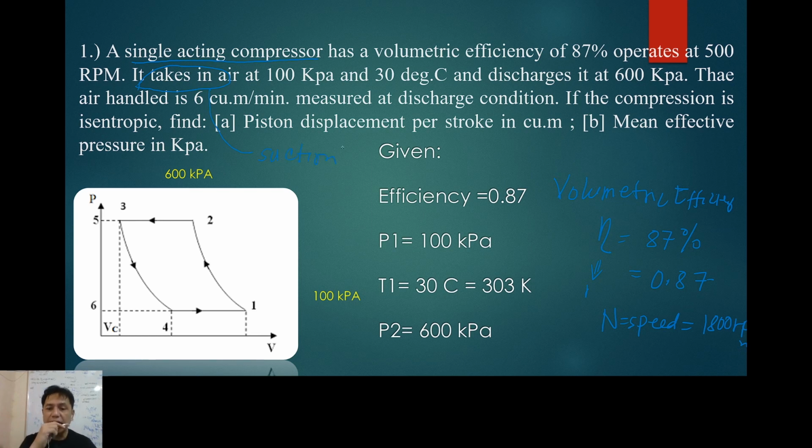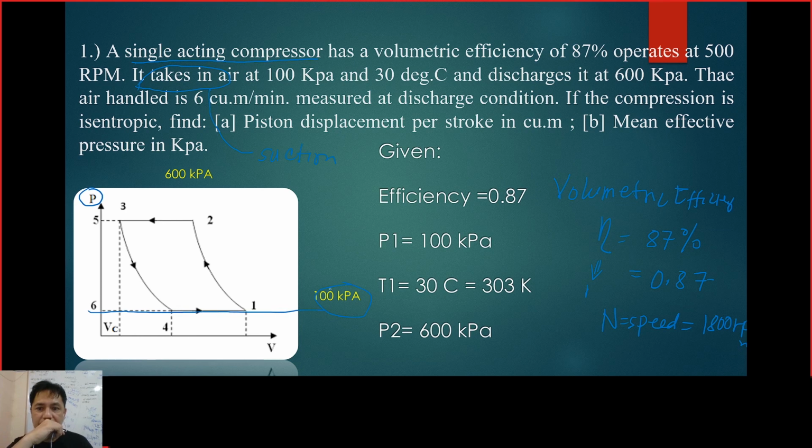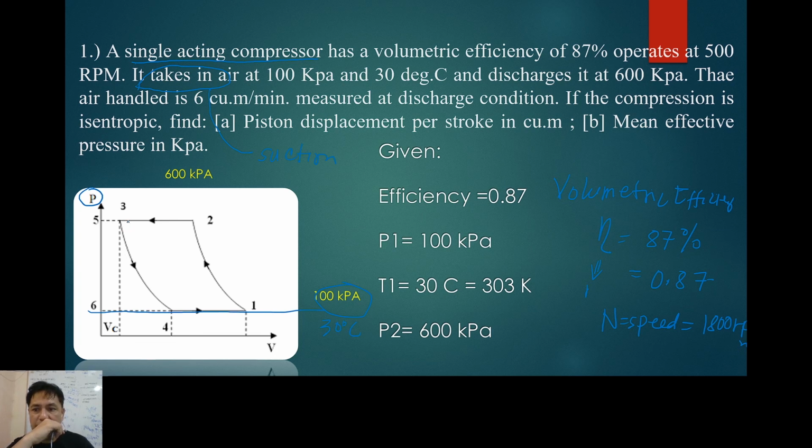So, hihigupin niya yung hangin, it takes in air at 100 kilopascal. This one, look at this, no? So, pressure, so that you will know how to read the diagram, it takes in pressure. So, dito, 100 kilopascal. It takes in pressure at 100 kilopascal and 30 degrees centigrade. And then, it discharges, no? It discharges at 600 kilopascal. So, yung discharge niya, nandito, no? 600, eto yun, di ba? 600 kilopascal.